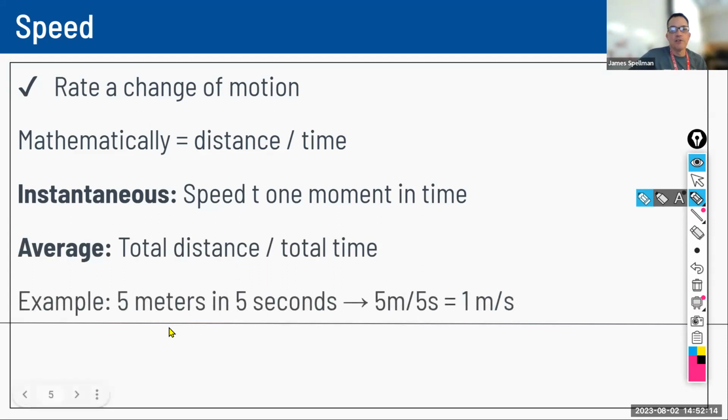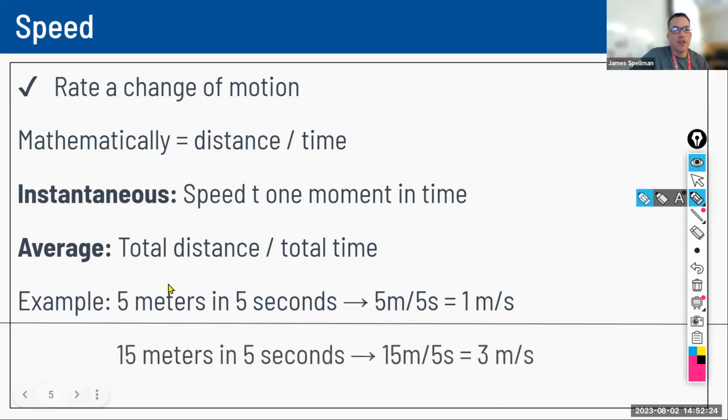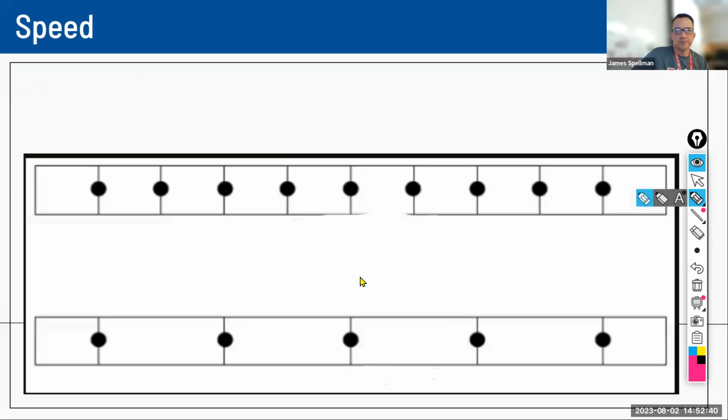When we measure speed, if we went 5 meters in 5 seconds, that would be 5 meters divided by 5 seconds. So we get an answer of 1 meter per 1 second, or 1 meter per second. If we triple the distance in the same amount of time, we're going faster. So if we cover 15 meters in 5 seconds, then our speed is going to be 3 meters per second. Notice I have numbers and I have units after them. Again, these are going to be scalar measurements because they don't include a direction. They just tell us how fast we're going.